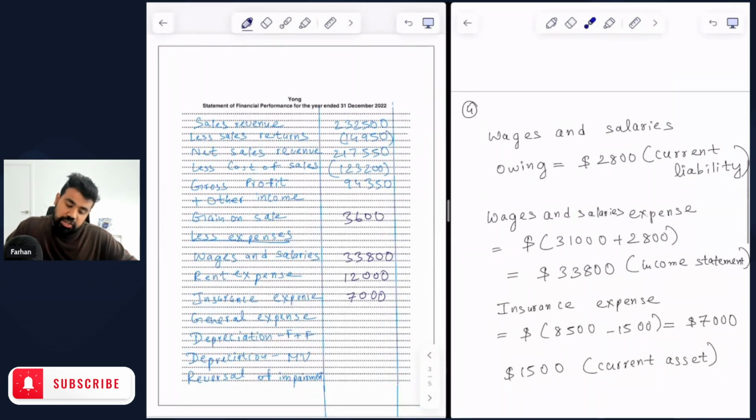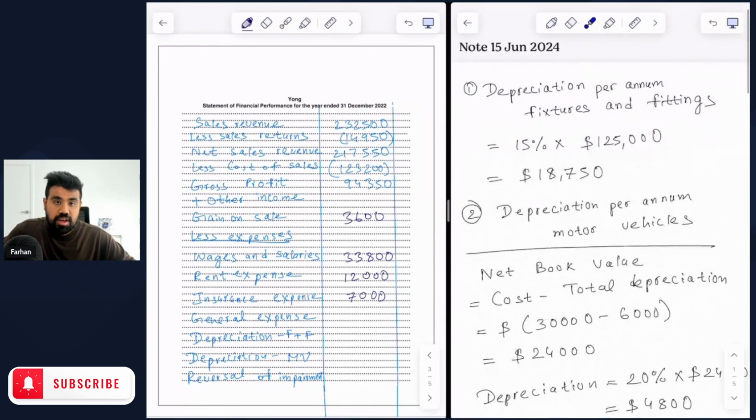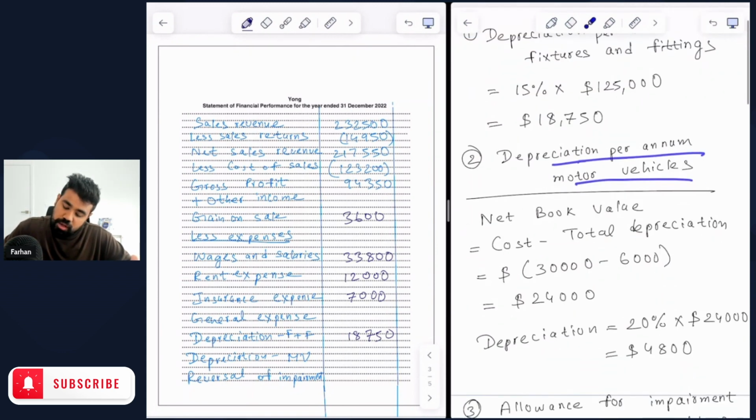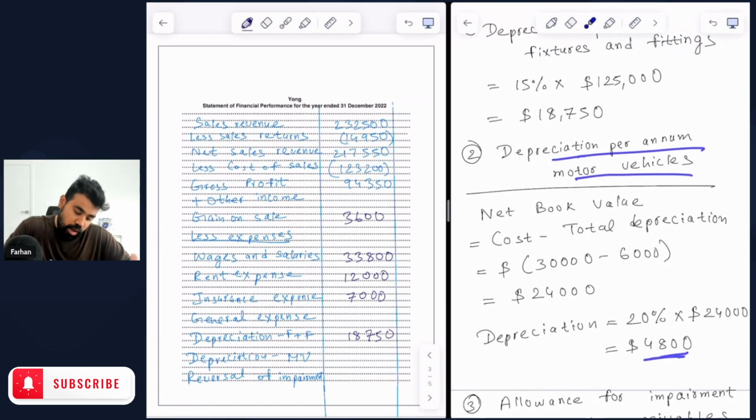So the depreciation calculations are what we have already done in additional information number 1 and additional information 2. So additional information number 1 calculated the depreciation for fixtures and fittings to be 18,750. So that is what we are going to include here. And additional information number 2 calculated the depreciation for motor vehicles to be 4,800, which is now what we are going to include here.